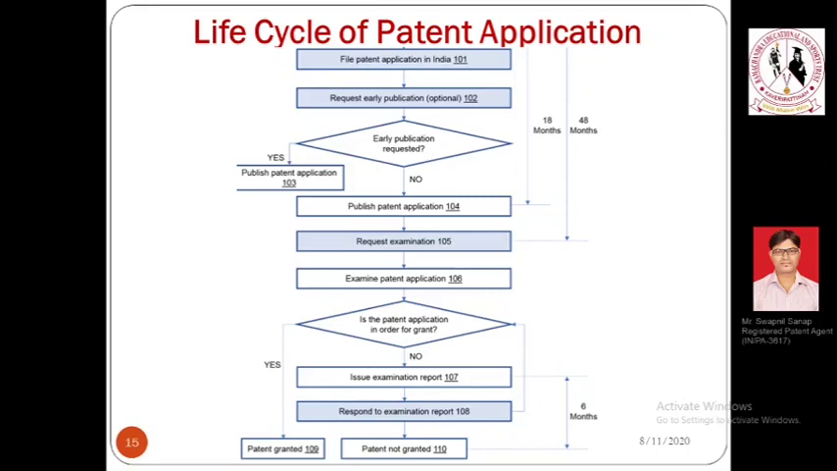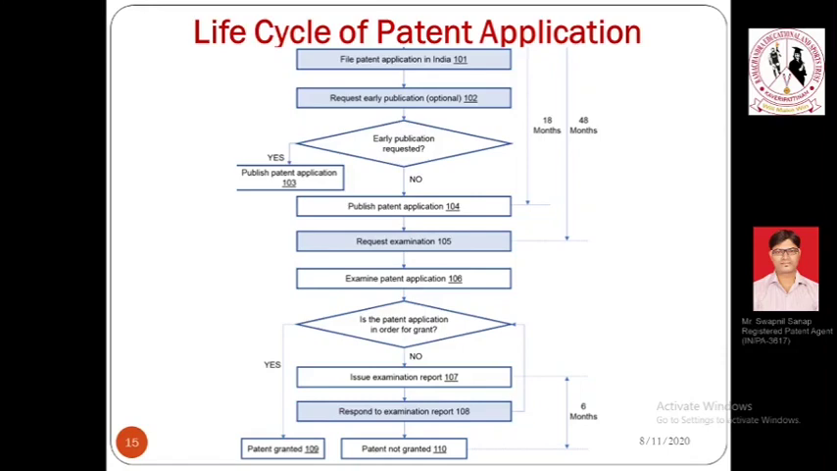But there are many people who do not want to wait for 18 months. So the government also gives them an option, as mentioned in step number 2, that you file a request for early publication, and we will publish your patent application within 1 month from the date of filing of such request. So this is an optional step. Either you publish your application in 1 month's time, or you let it be published in 18 months from the date of filing of the application. This is an optional step.